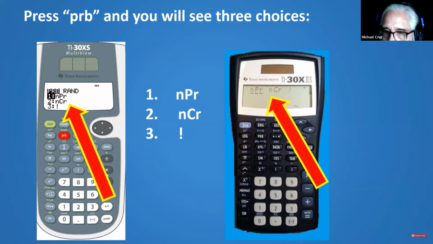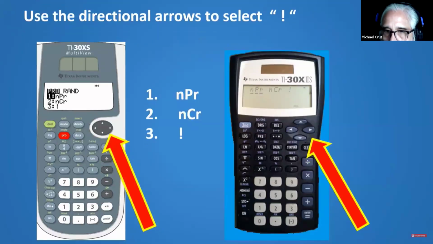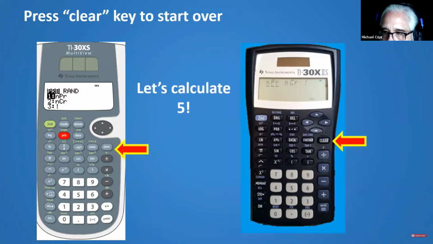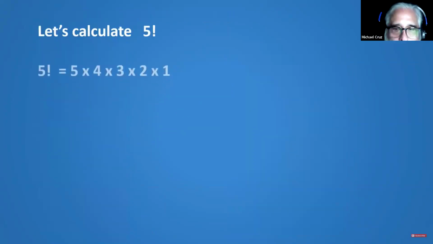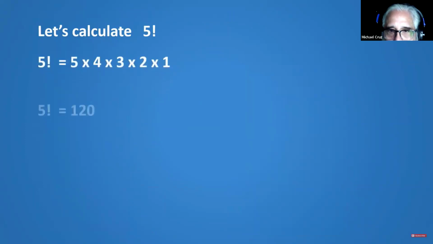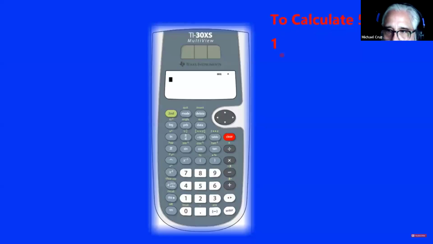When you first press the probability key, the first choice for permutation is either highlighted on the left or underlined as you see on the right. Since we want to use factorial, press the directional arrow keys to move the highlight or the underline so that it is selecting the factorial symbol. Now, to use the factorial function, first exit the screen by pressing the clear key. Let's say we want to calculate 5 factorial. 5 factorial is 5 times 4 times 3 times 2 times 1, which is 120. Let's see how this is done on the calculator. First, make sure that you press the clear key so that the screen is blank. Then type in the number you want to use, in this case, 5.